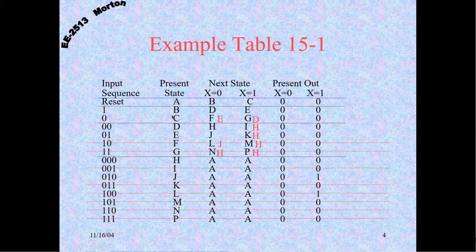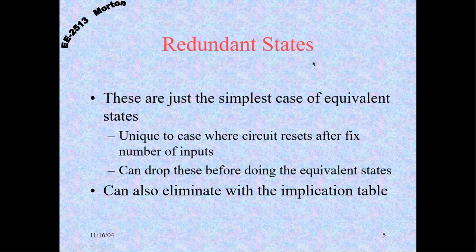So now when we eliminate all the ones we've crossed out, we're going from 15 states, and we've eliminated 8. So we only have 7 states left, which is great, because now we can get by with 3 flip-flops. All right. So this redundant state is just the simplest case of equivalent states, and it is unique to the case where the circuit resets after a fixed number of inputs.